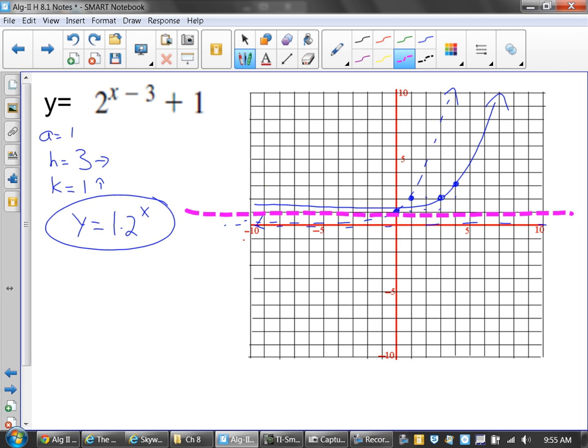All right. Not so bad, is it? Yes, ma'am? Not the parent function. The parent function is always going to be your a times b to the x. Okay? And it's a quick shift.